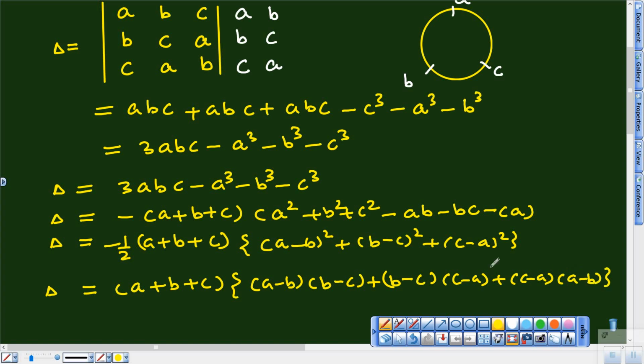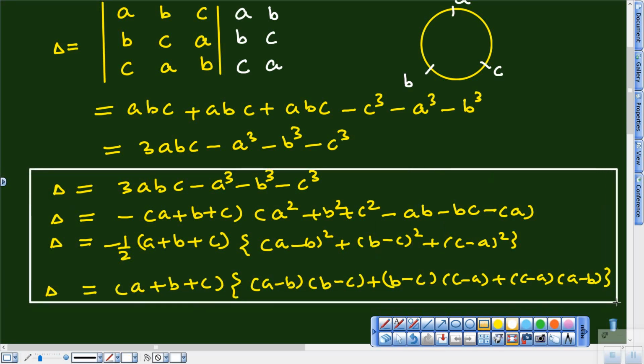Right? So these are the four different manners in which this circulant determinant can be written. So you take a note of it, and this is a very useful determinant. It is very frequently used in several topics.